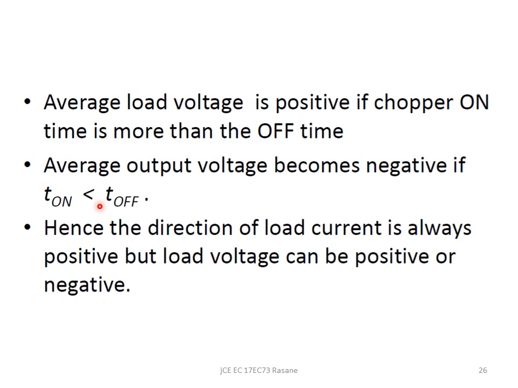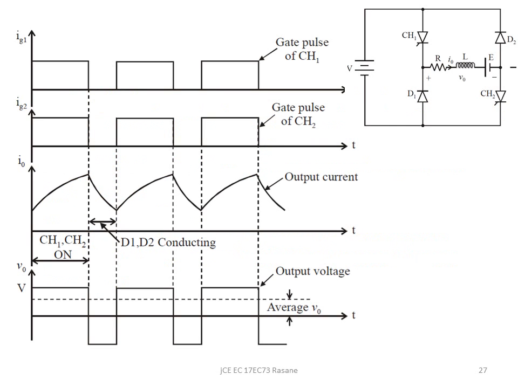And hence the average is going to be negative. Hence the direction of the load current is always positive, but load voltage can be positive or negative. Let's see how that happens. Now this is the same circuit, class D, and you can observe here these are the gate pulses given to chopper 1 and chopper 2. Since both have to operate simultaneously, the gate pulses come at the same time.